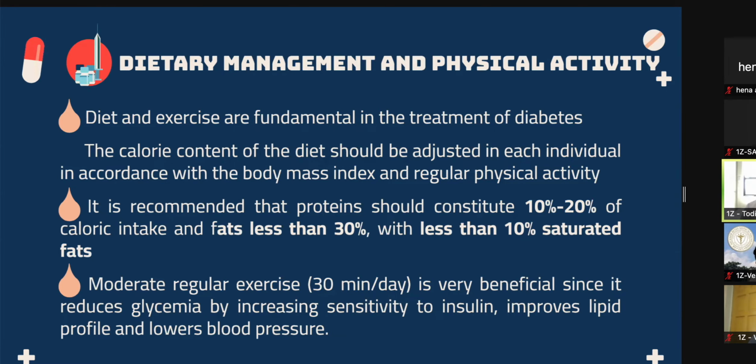So for the dietary management and physical activity, diet and exercise are fundamental in the treatment of diabetes. So the caloric content of the diet should be adjusted in each individual in accordance with the body mass index and regular physical activity. It is recommended that protein should constitute 10 to 20% of caloric intake and fats less than 30% with less than 10% saturated fats. And moderate regular exercise, recommended is 30 minutes per day, is very beneficial since it reduces glycemia by increasing sensitivities to insulin and improves lipid profile as well as lowering blood pressure. So itong moderate regular exercise, nakadepende din to minsan sa age natin.